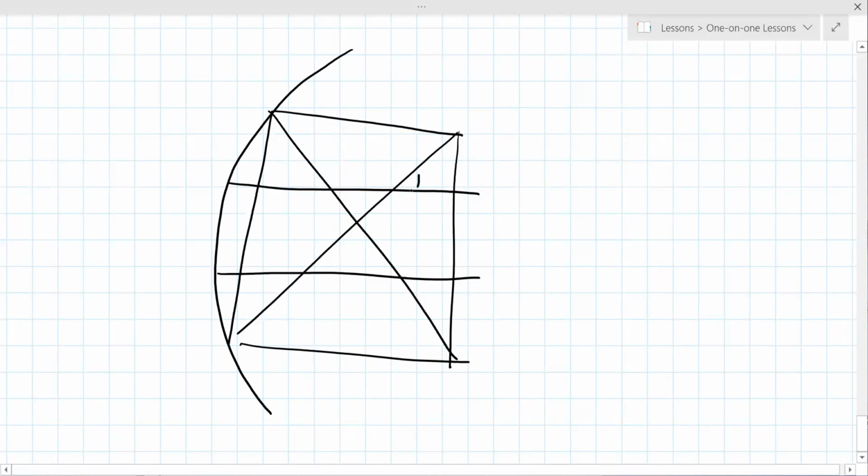Which, you know, it's like, well, how far can you go? So let's say angle 1 is 40 degrees. What is this angle right next to it?